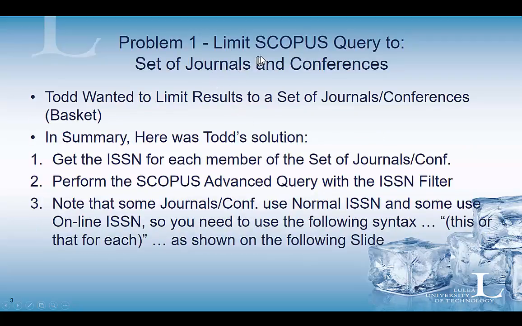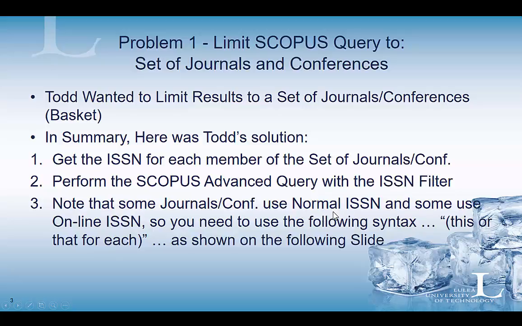So let's talk about limiting to a set of journals and conferences. If you want to do that, my solution is get the ISSN for each member of the set of journals and conferences, and they normally have two. They have an online and they have a print ISSN, so you need to get both. And then you simply do a Scopus advanced query with those ISSNs as a filter.